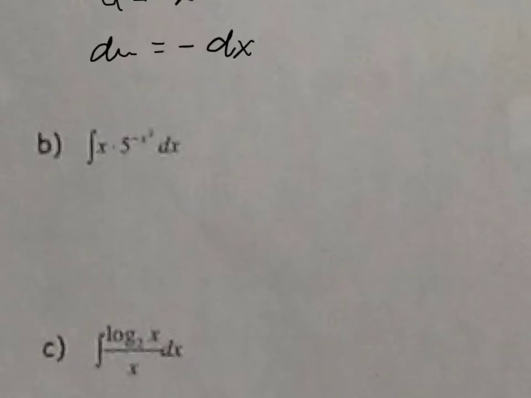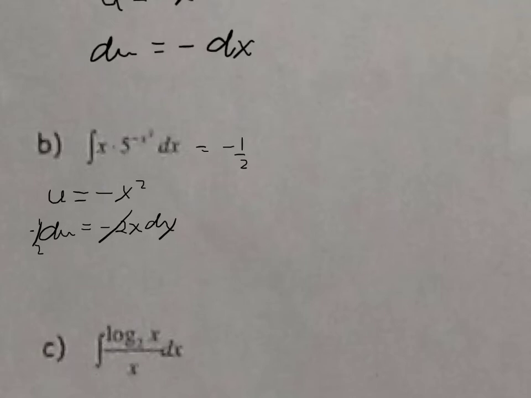Again, we're looking at complicated integrals, so we need to start from the u substitution. u equals negative x squared. du is negative 2x dx. So divide, we have negative 1/2 on the other side. So negative 1/2 integral 5 to the u du, right? This is the same integral written in terms of u.